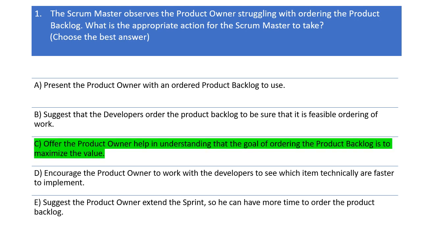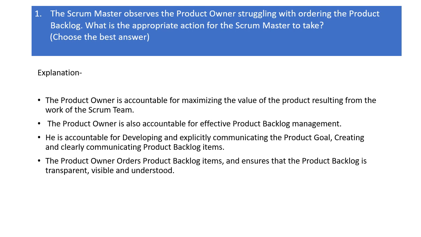You can see the right answer on the screen. It is option C. Let us see why the answer is option C. The product owner is accountable for maximizing the value of the product resulting from the work of the Scrum team. The product owner is also accountable for effective product backlog management. He is accountable for developing and explicitly communicating the product goal, creating, and clearly communicating product backlog items. The product owner orders product backlog items and ensures that the product backlog is transparent, visible, and understood.